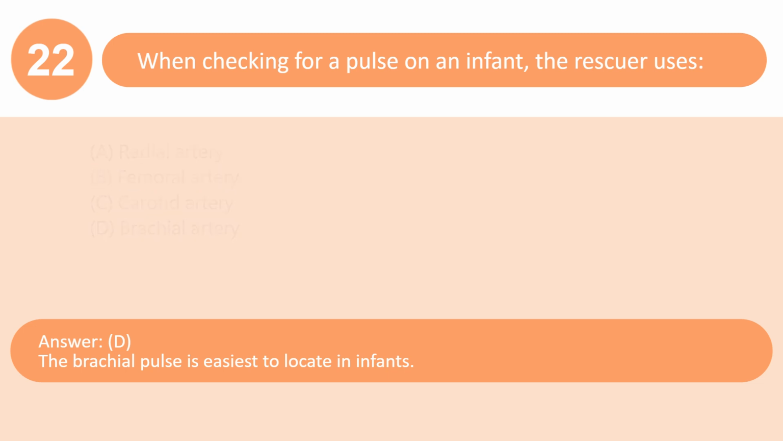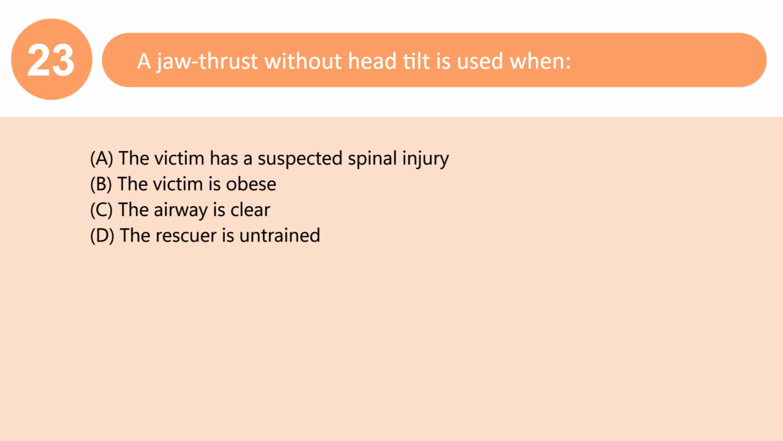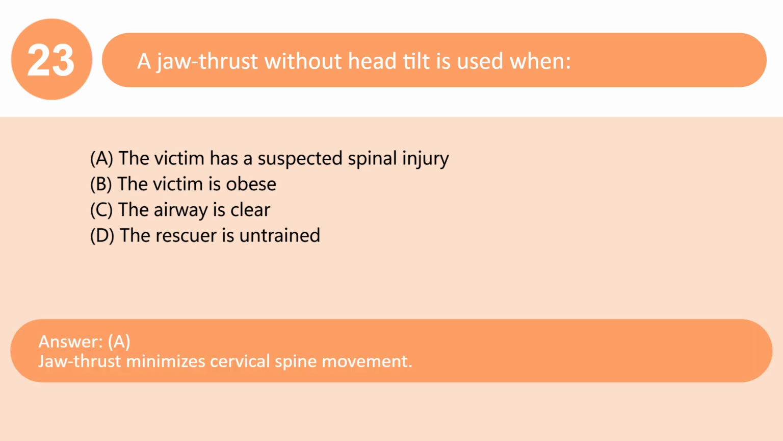A jaw thrust without head tilt is used when: A. The victim has a suspected spinal injury. B. The victim is obese. C. The airway is clear. D. The rescuer is untrained. Answer A. Jaw thrust minimizes cervical spine movement.